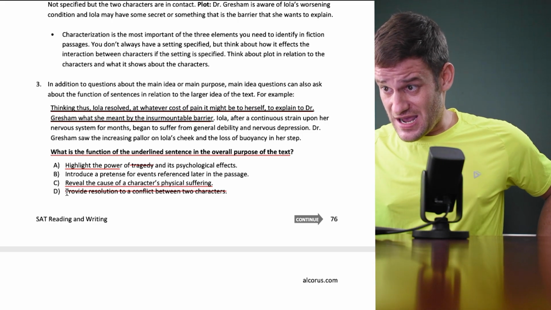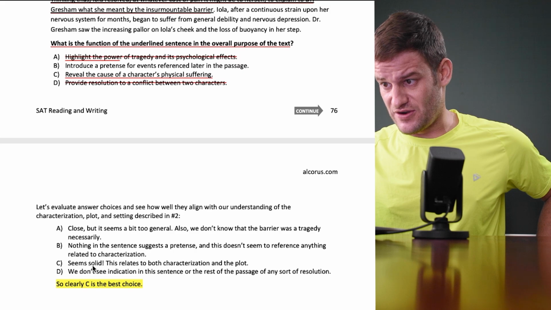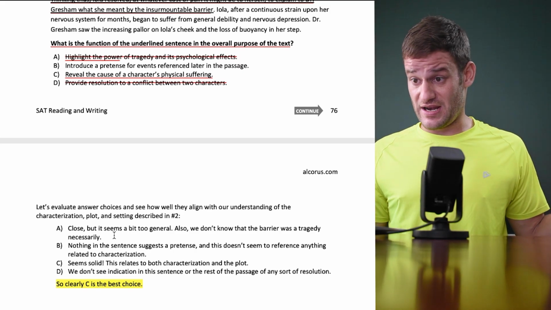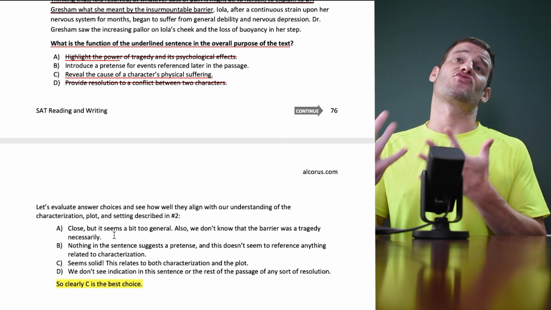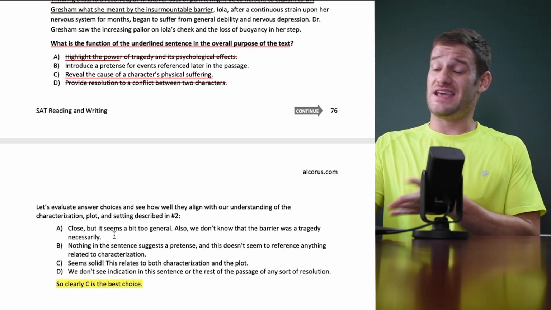So, right away, I'd eliminate A and D. Let's go through and think about these. A is a bit too general. We don't know if the barrier was a tragedy necessarily, so eliminate A. Pretense, if you know what pretense means, it's like a fake reason for doing something. I don't see a pretense. If you didn't know that, again, keep it.